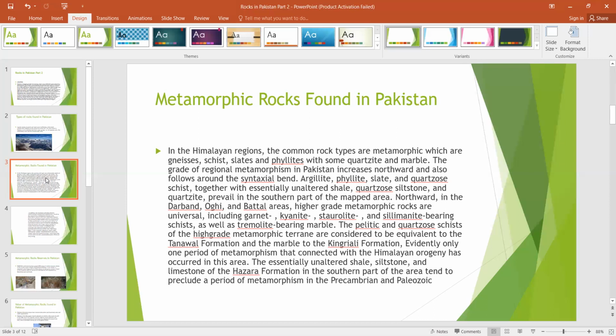The phyllitic and quartzose schists of the high-grade metamorphic terrain are considered to be equivalent to the Tanawal Formation and the marble of the Kingriali Formation. Evidently, only one period of metamorphism, connected with the Himalayan orogeny, has occurred in this area. The essentially unaltered shale, siltstone, and limestone of the Hazara Formation in the southern part of the area tend to preclude a period of metamorphism in the Precambrian and Paleozoic.